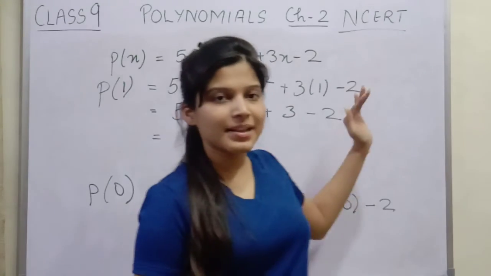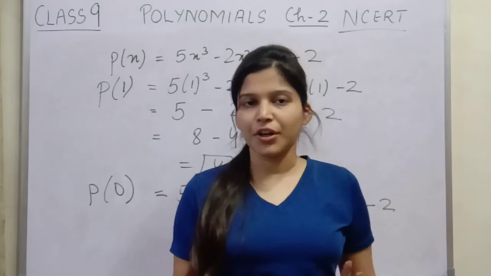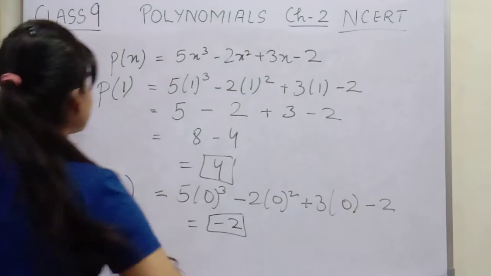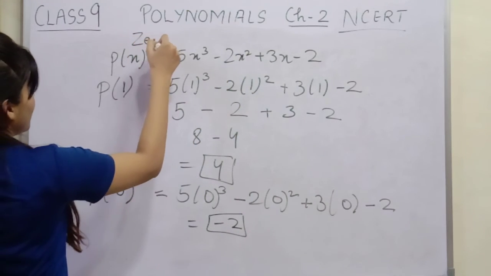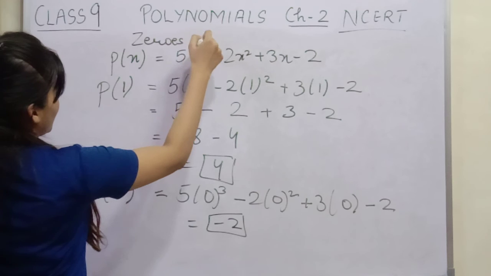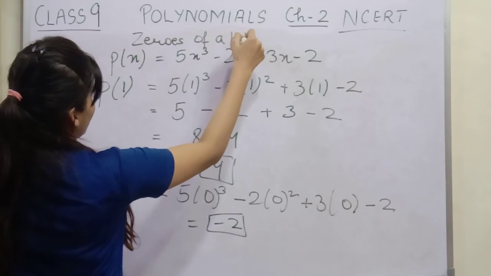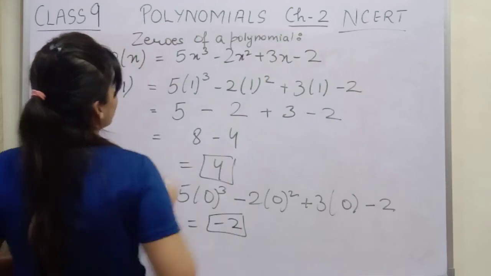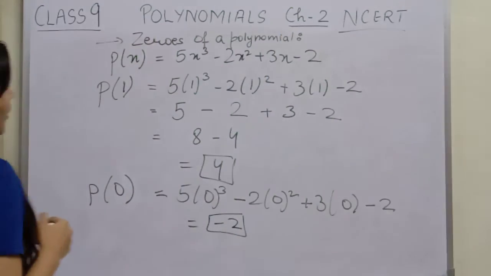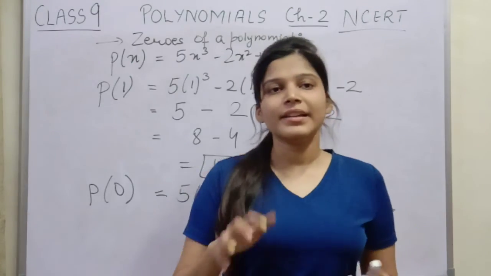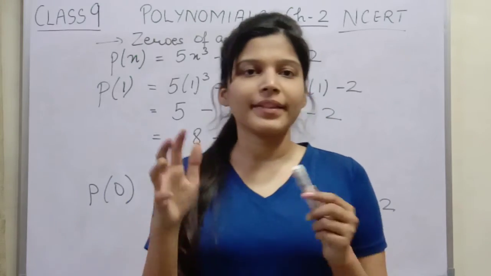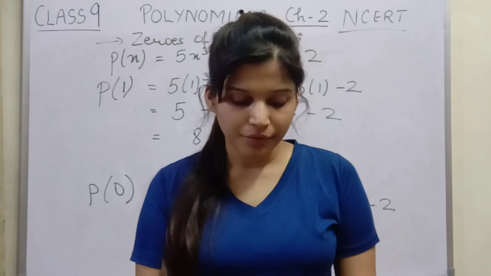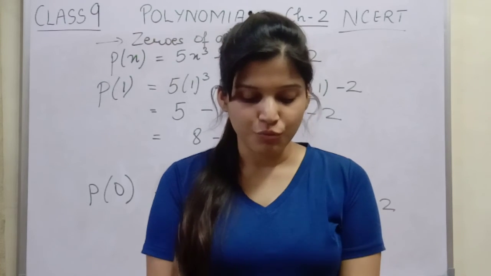आई होप दिस कंसेप्ट इज क्लियर टू यू. जीरोज ऑफ अ पॉलिनोमियल, राइट. सो यू नोट दिस डाउन एज वेल. ऊपर टॉपिक लिखने था, जीरोज ऑफ अ पॉलिनोमियल. राइट. So note this down also, and then stay tuned for my next video. In that video I'll be coming up with example number 2, 3, 4, 5 and then exercise 2.2.